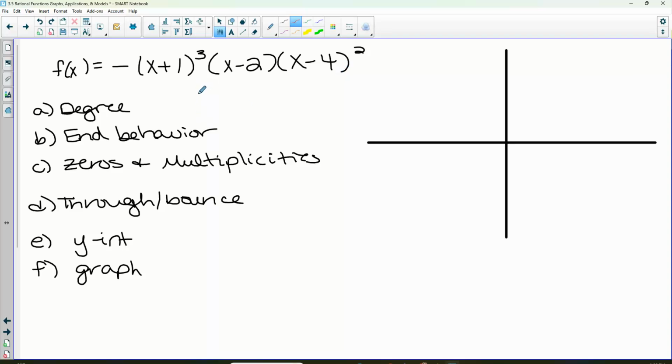Your degree is your highest power if you were to multiply all of this out. So if I multiply this out, in my first parenthesis I have an x cubed, in my next parenthesis I would have an x, in my last one I would have an x squared. So overall, what's my degree? My end behavior: we know if it's an even degree, it looks like a parabola. But what does the negative in front do? So both ends are going down.